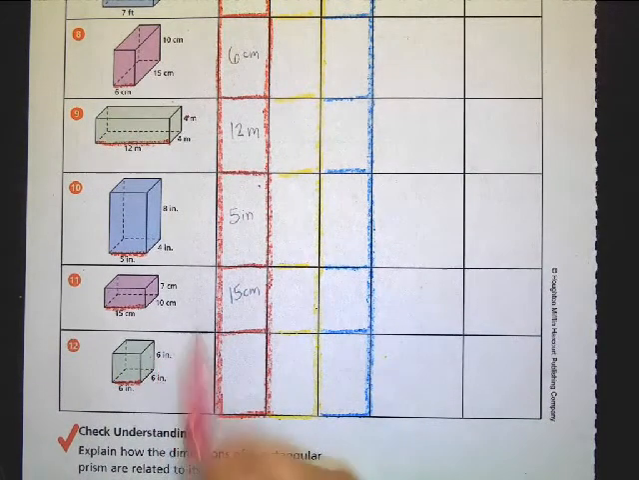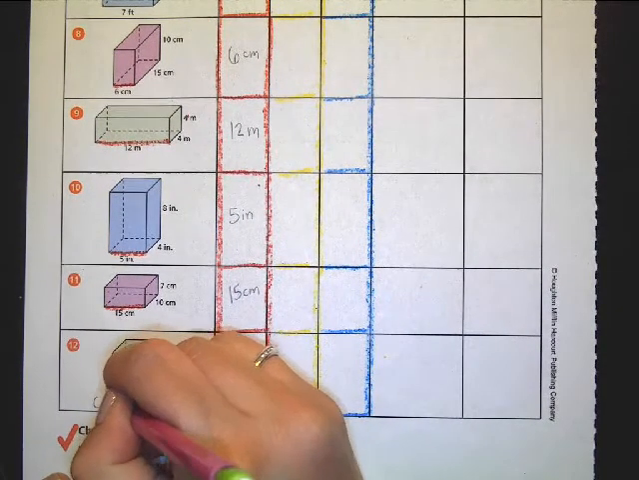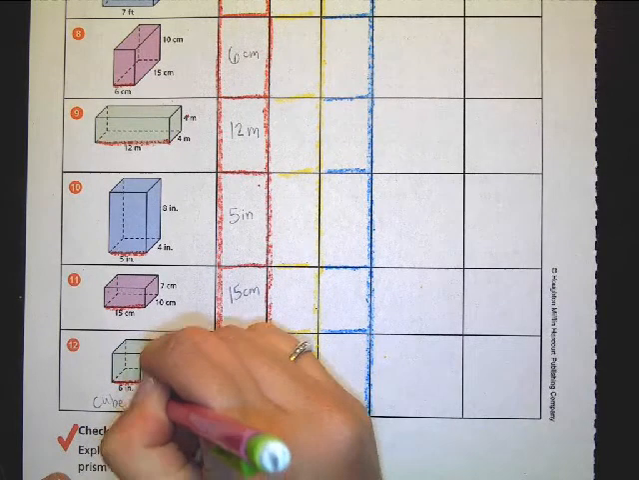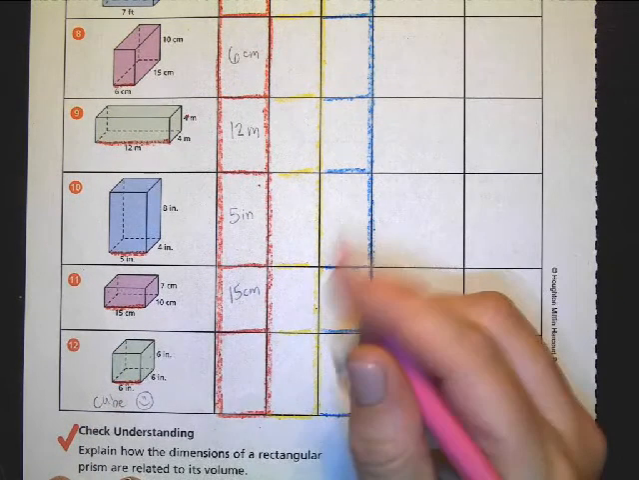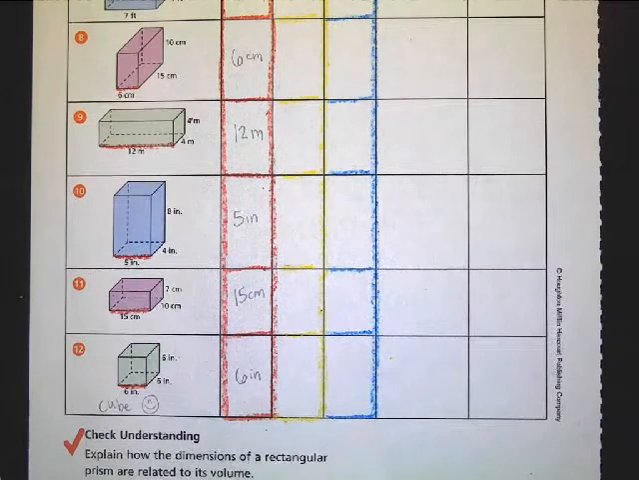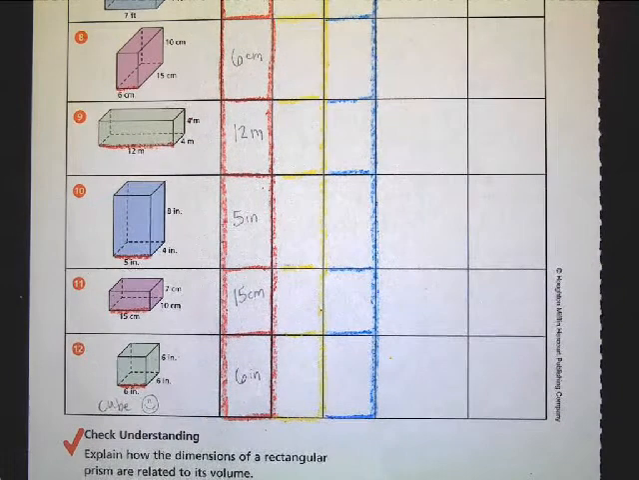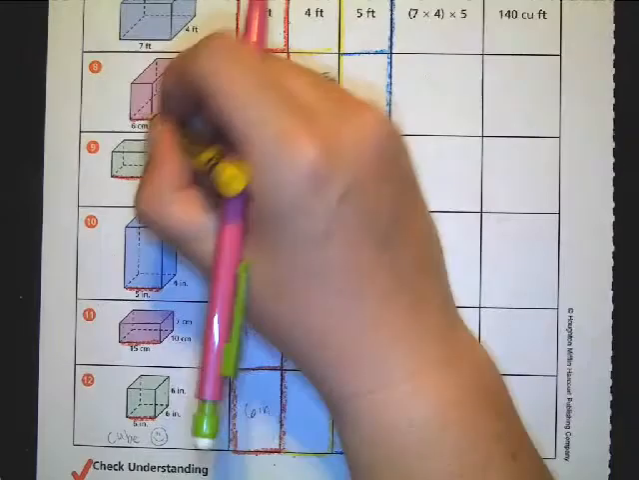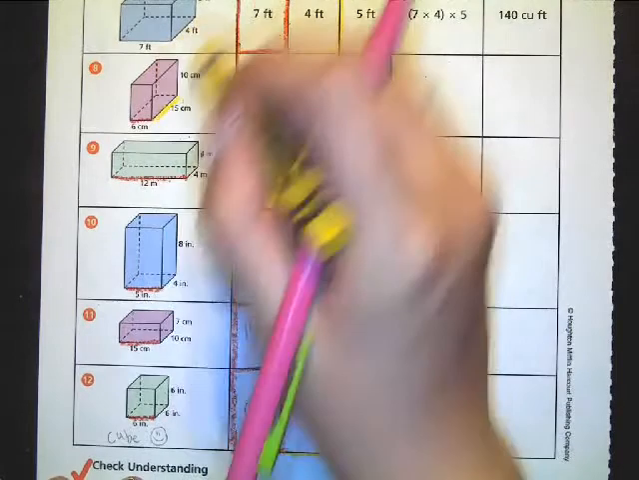Ooh, what kind of shape do we have down here? A 6 by 6 by 6? This is a cube, friends. Are any of the other ones cubes? Nope, but it's still 6 inches for the length. Okay, let's pick up our yellow and let's go find all of our widths.